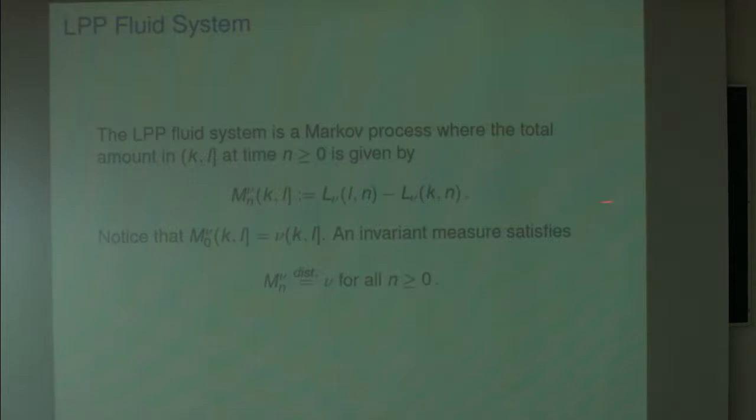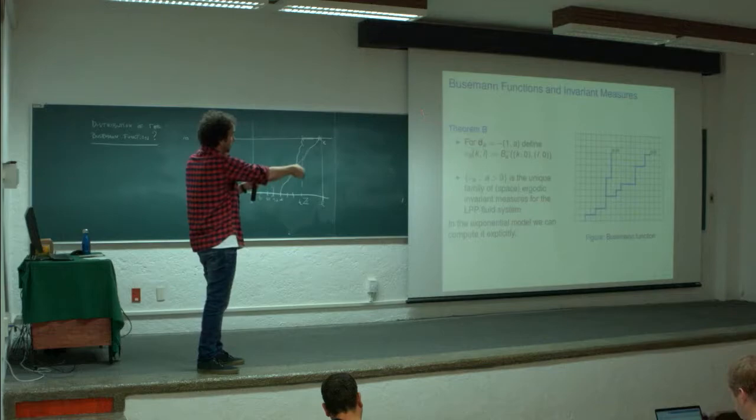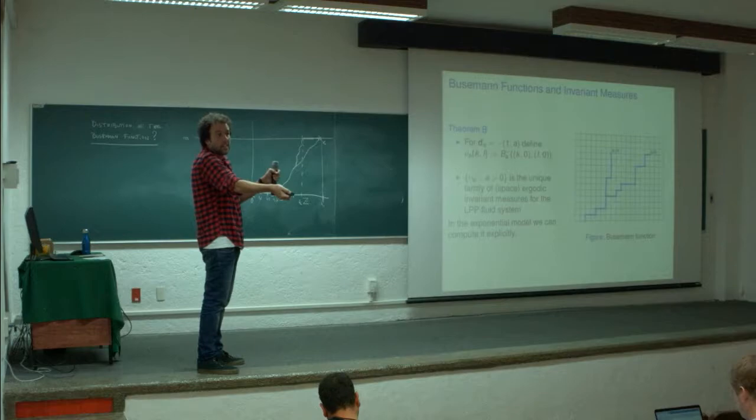And he will also show that this is actually the unique family of ergodic invariant measures for the LPP system. And this is indexed by the slope a, which somehow you can see as the intensity of your measure. Okay? And so as soon as we have this theorem, then we can try to compute the Busemann function by trying to find by hand some invariant measure for this model. So take this nu, do some computation and check that this is invariant. So using this theorem, you will have the connection with the Busemann functions, because the Busemann function is the unique family. So you have to match them. That's what we're going to do.